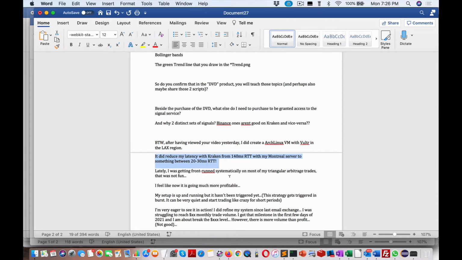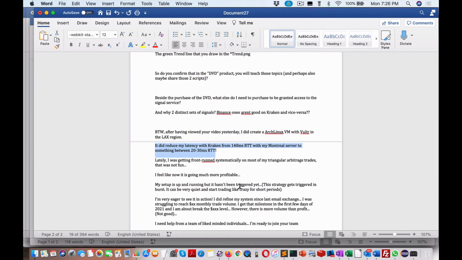It did reduce my latency with Kraken from 140 milliseconds with my Montreal server to something between 20 to 30 milliseconds round trip. That's amazing. That's a huge drop. Lately, I was getting front run systematically on most of my triangular arbitrage trades. That was not fun. So let's talk about arbitrage.